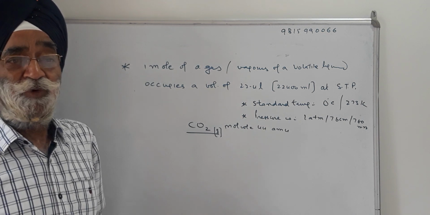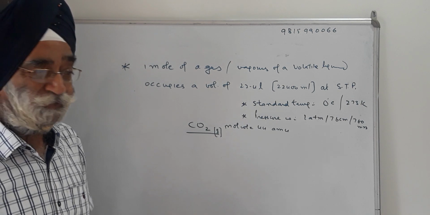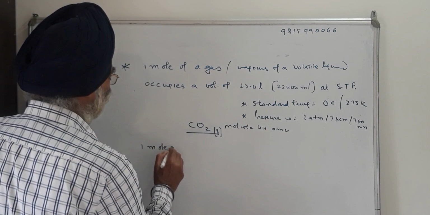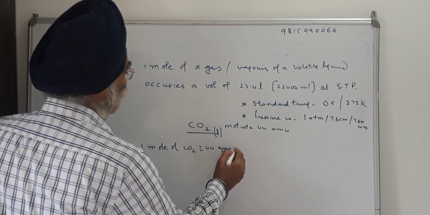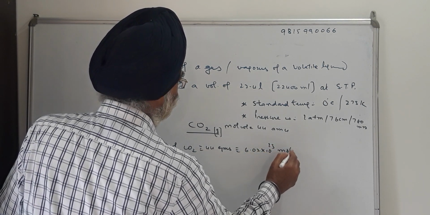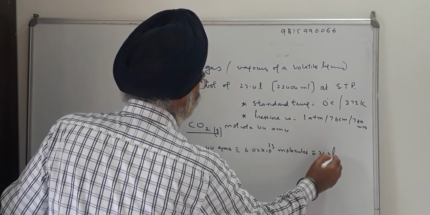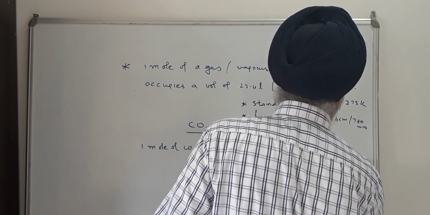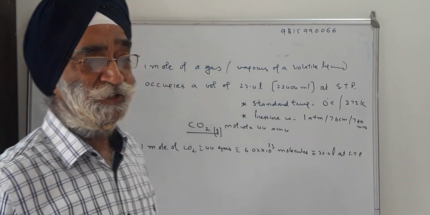Carbon dioxide is found in solid state also, in the form of dry ice. Its molecular weight is this: 1 mole of carbon dioxide, 44 grams, 6.02 10 raised to the power 23 molecules, and another addition: it occupies a volume of 22.4 liters at STP.